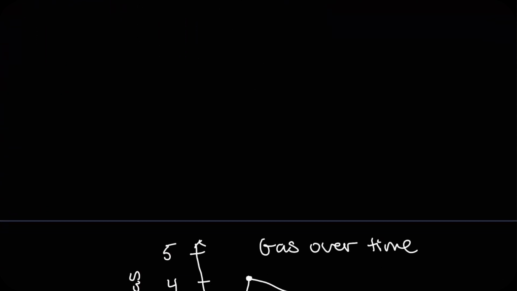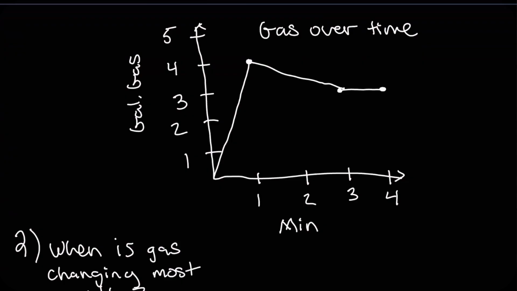So looking at a word problem here, we have a similar graph with gas over time and then our gallons of gas. So for our first minute, we're increasing. And then from our minute 1 to minute 3, we are decreasing. And then finally, we remain constant from 3 to 4. So we can go ahead and answer our questions here.